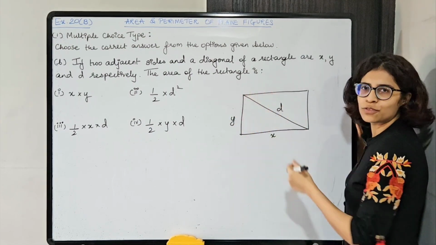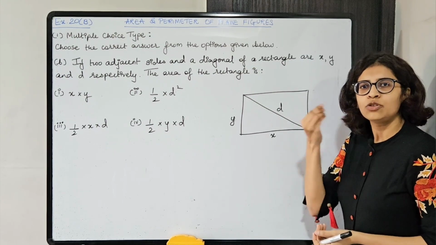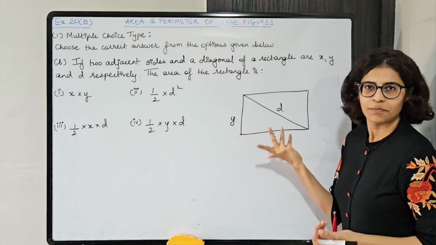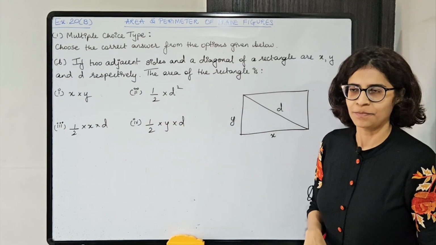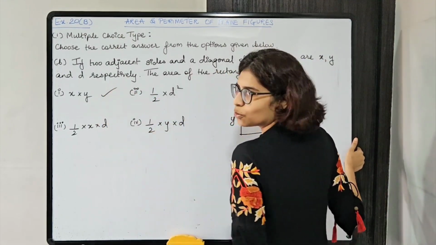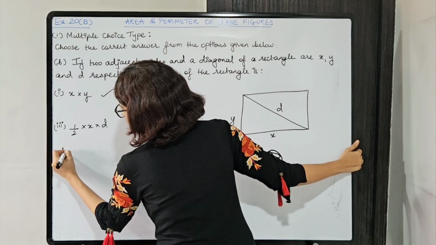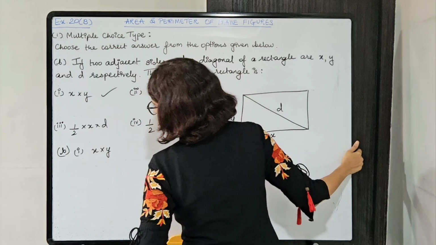What will be the area of the rectangle? For a rectangle, the area is length into breadth. So it will be y into x or x into y. Right? So which option will be the correct answer? Of course the first one. So x into y is the area of the rectangle. So for B, first one is the correct option.